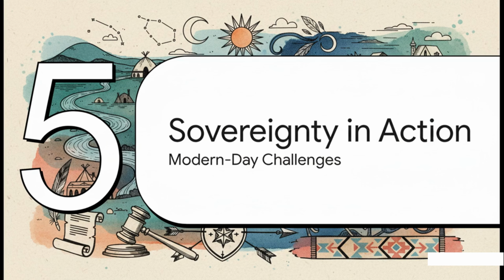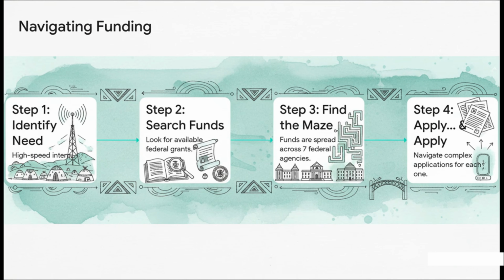Okay, so we've got the history, we've got the structures. But what does exercising sovereignty actually look like in the 21st century? Well, as you might guess, it often means facing some major hurdles. For one, it can mean dealing with a total maze of federal bureaucracy. I mean, take something essential, like getting high-speed internet on a reservation. The money might be out there, but it's often split up between 7 different federal agencies, and each one has its own ridiculously complex application process.